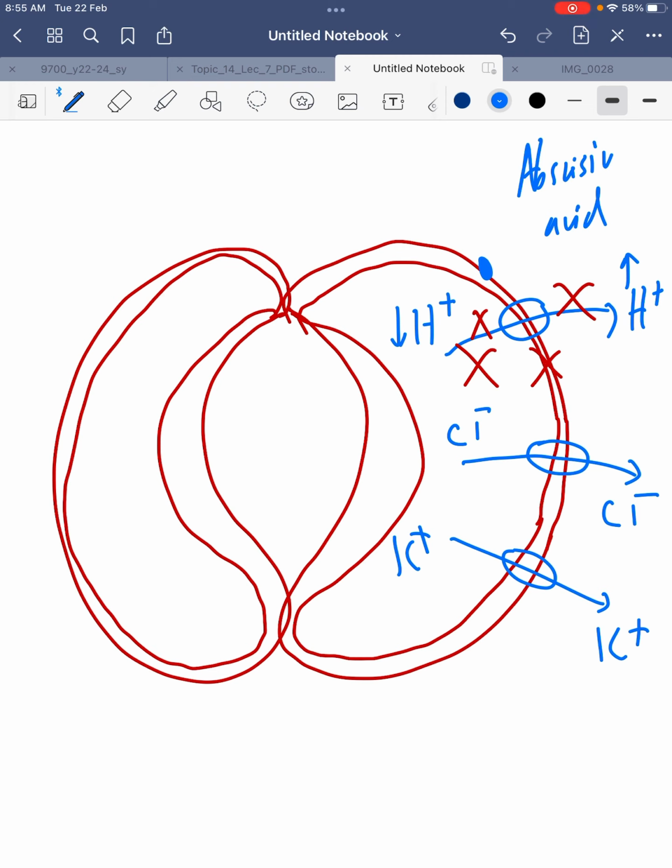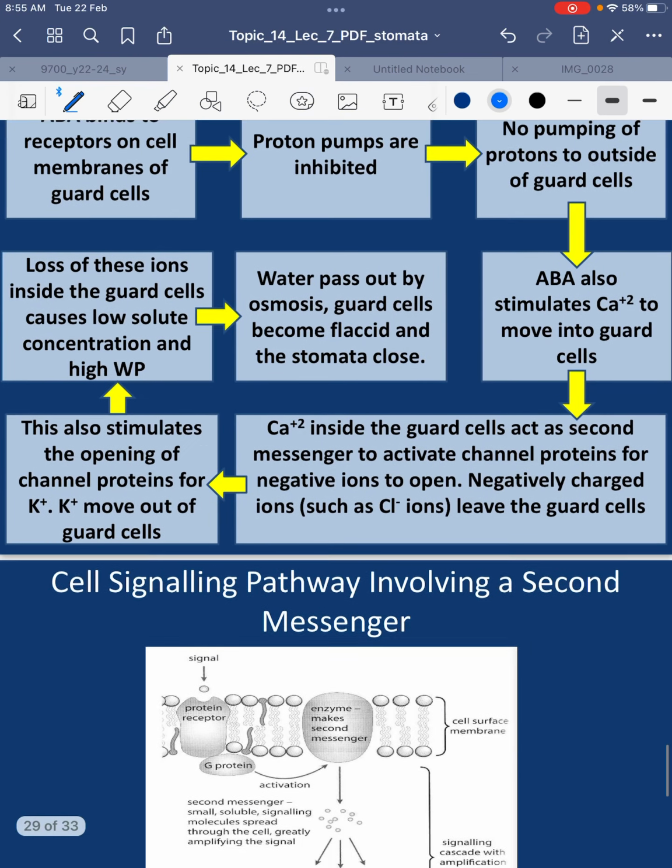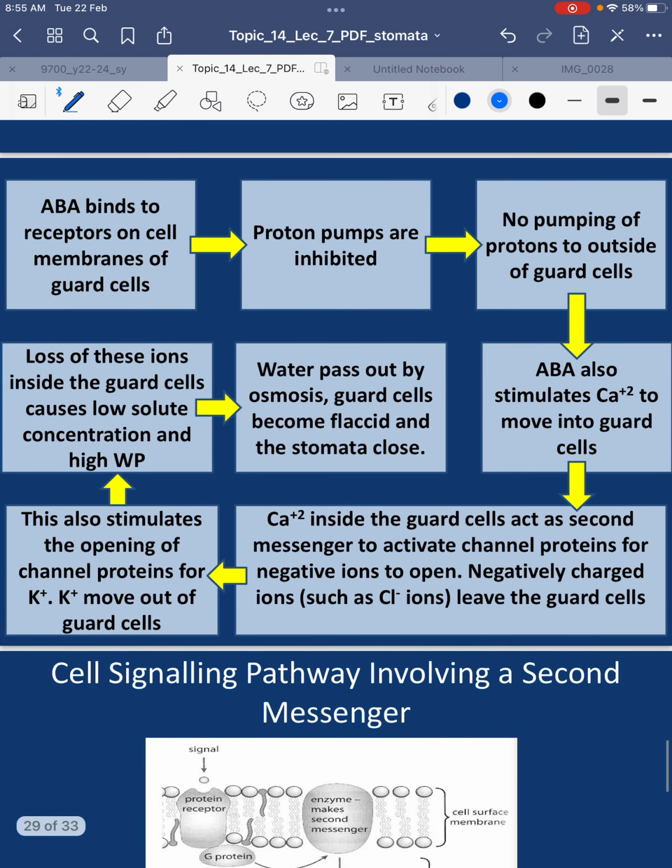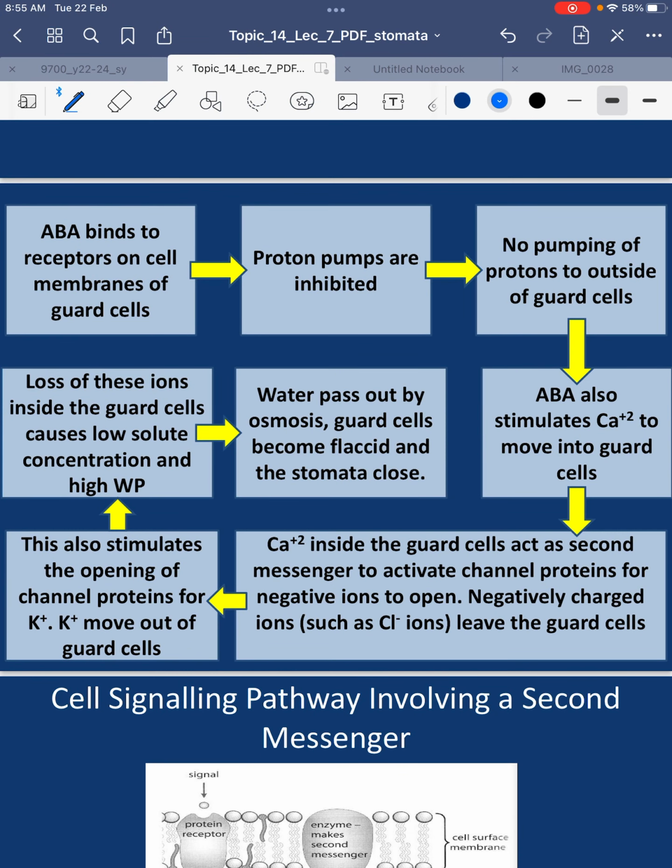Let me refer back. Sorry, I forgot about one thing, and that is the calcium. ABA binds the receptor. Proton pumps are inhibited. That one is correct. I forgot about one more thing, and that is the second messenger. ABA stimulates calcium to enter. It acts as a second messenger. Chloride channels leave the guard cell. Potassium channels also leave the guard cells.